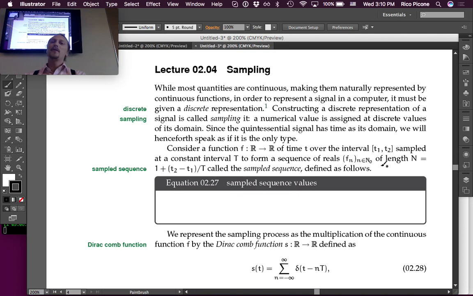So while most quantities are continuous, making them naturally represented by continuous functions, in order to represent a signal in a computer, it must be given a discrete representation. That's what this whole thing is about. So constructing a discrete representation of a signal is called sampling it. A numerical value is assigned at discrete values of its domain.